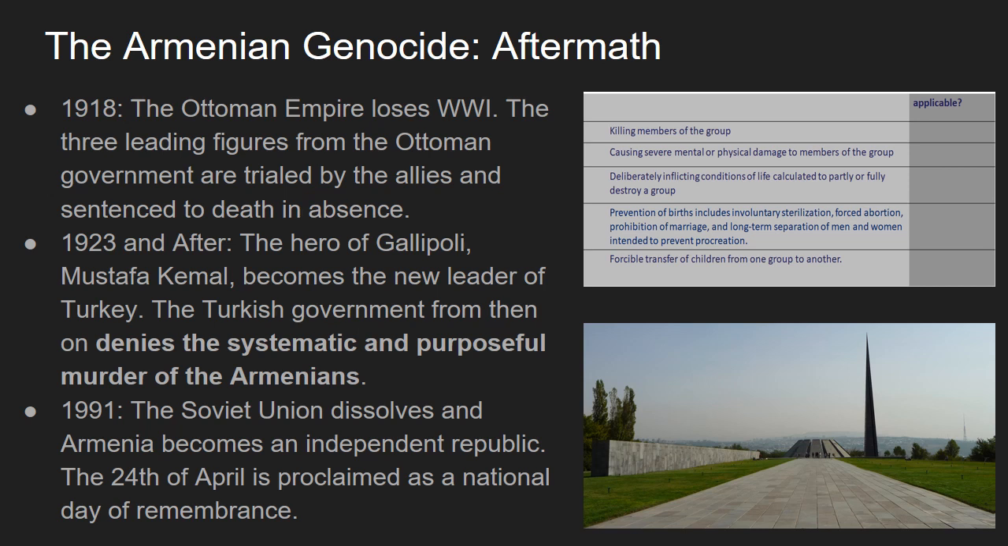Starting in 1923, we have a new regime coming to power in Turkey. The Ottoman Empire basically falls, and we have Turkey taking its place. This new leader of Turkey was a war hero, an Ottoman war hero from World War I, and he also was intensely pro-Turk. Under his leadership, the Turkish government denies that what happened to the Armenians was a genocide, and they continue with this denial to this day. This has been a significant source of conflict between Armenia and Turkey in world politics today.